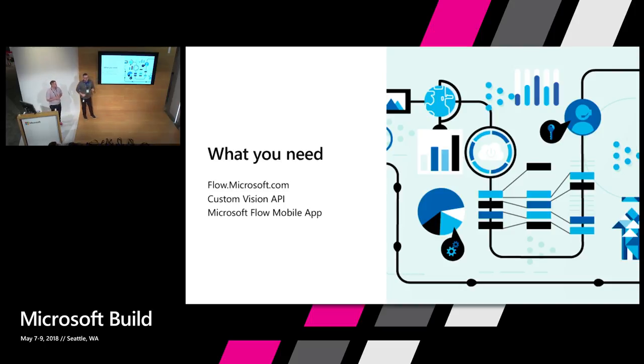Obviously, you need to use Microsoft Flow from flow.microsoft.com. We are going to use the Custom Vision API today. And also, we're going to use the Flow mobile app. We're going to use a flow that builds a button and then kicks off a series of actions for us. And so what we're going to do next is show you a little video, which is going to introduce what we hope to accomplish today, give you a bit of an idea of what we're here for.